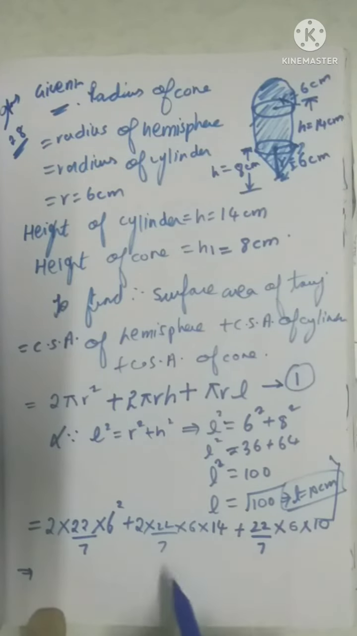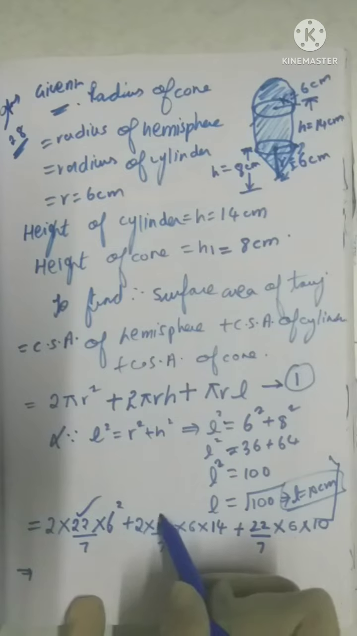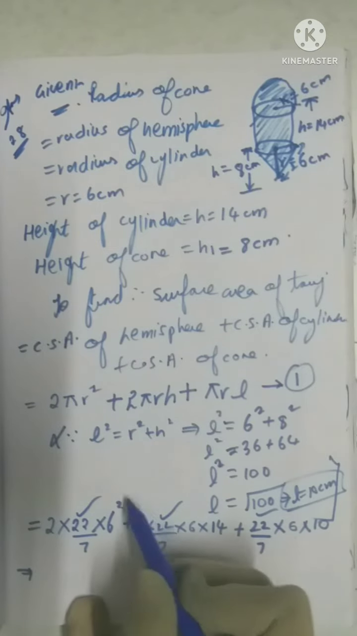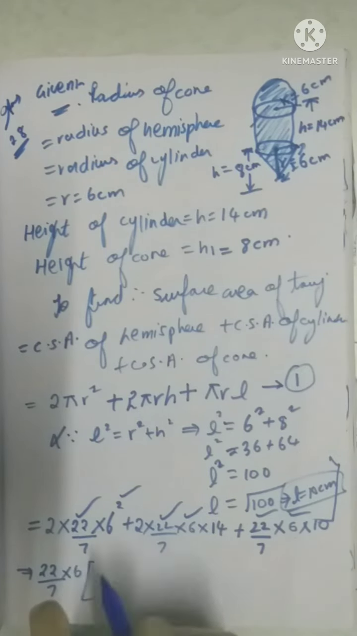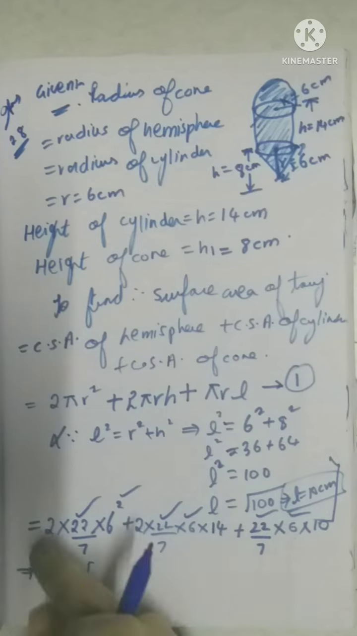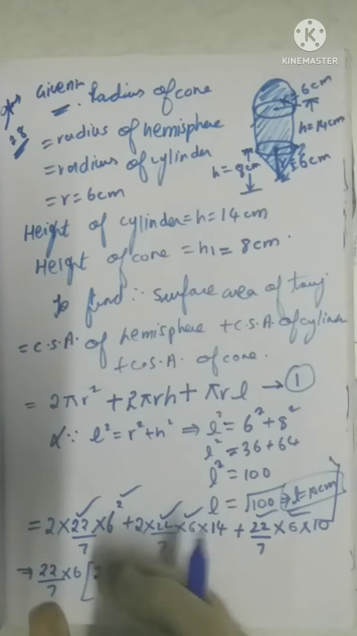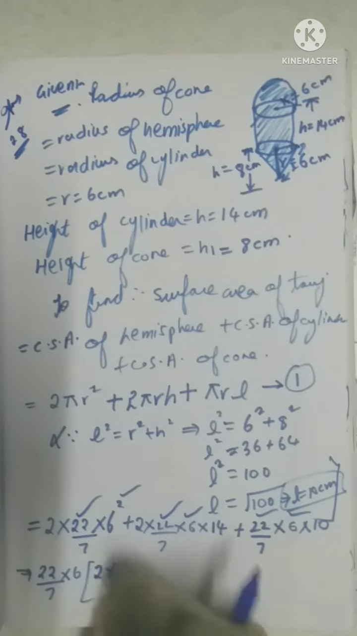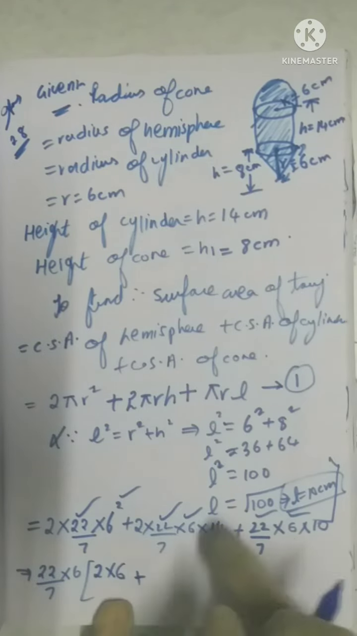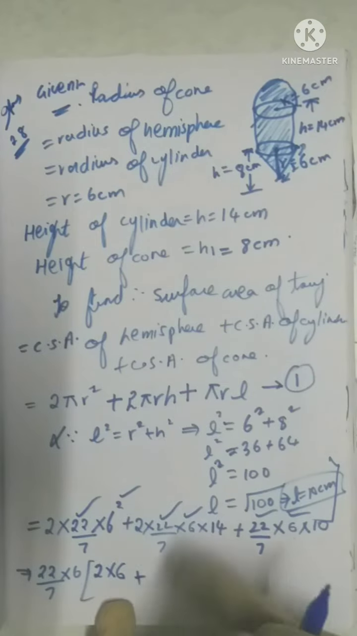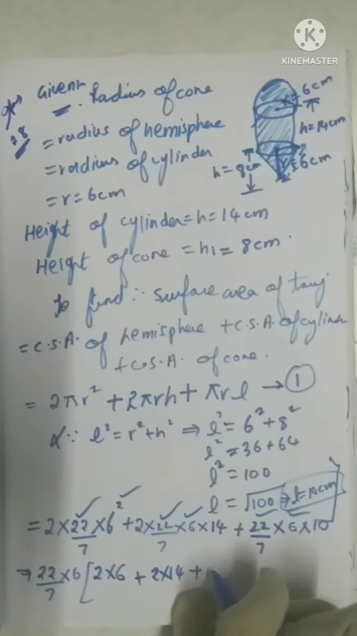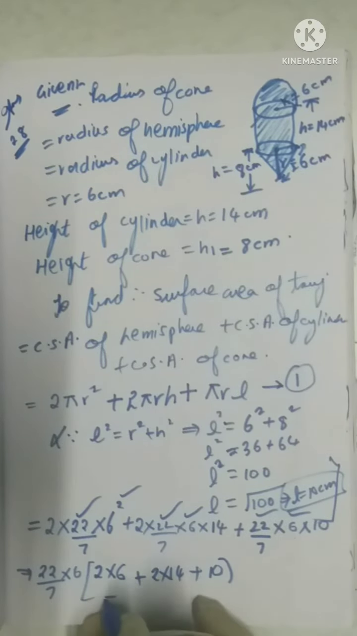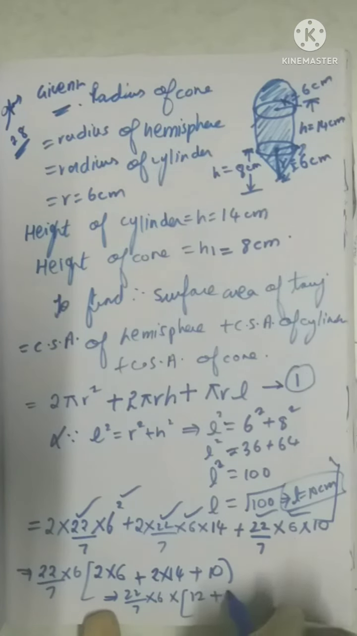Here, observe, 22 by 7 is common in all the three, and also 6 is common. So we'll take 22 by 7 into 6 common out. If I take 22 by 7 and 6 out, what is remaining? 2 inside the bracket, and also one 6 is remaining. It is 6 squared; one 6 I took out, one 6 is remaining. Plus here I took 22 by 7 common, 6 common, so what is left is 2 into 14 inside the bracket. Plus 22 by 7 is taken out, 6 is taken out, here 10 is left. So that implies 22 by 7 into 6 into, 6 2s are 12, plus 14 2s are 28, plus 10.